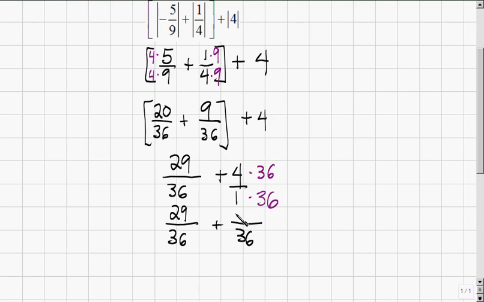4 times 36 becomes 144. So now that we have a common denominator, we'll write this over the common denominator and add the numerators. 29 plus 144 becomes 173. So the answer is 173/36.